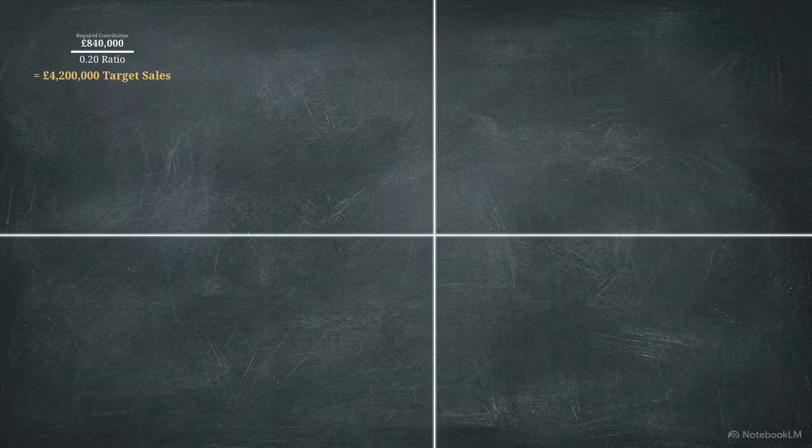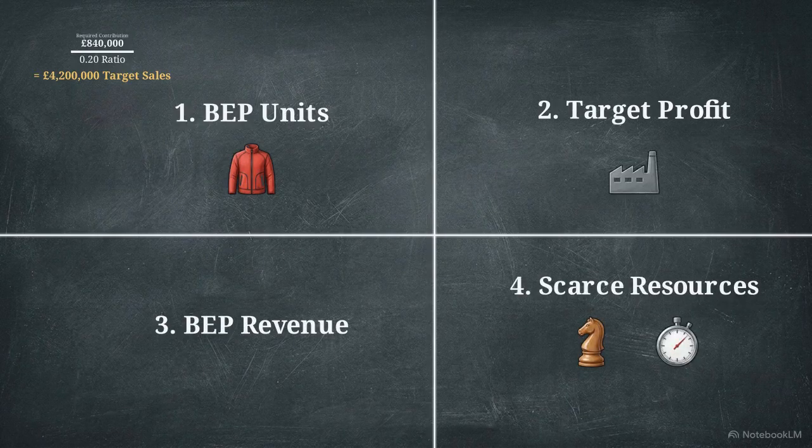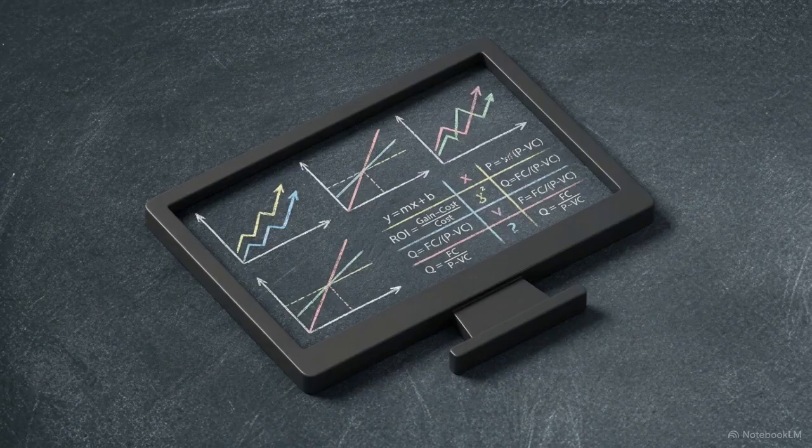This grid summarizes the core mechanics of marginal costing, calculating break-even units, target profit volume, break-even revenue, and ranking by scarce resources. While management accounting involves many qualitative factors, these 4 formulas provide the quantitative foundation needed to evaluate the relationship between volume, cost, and profit.